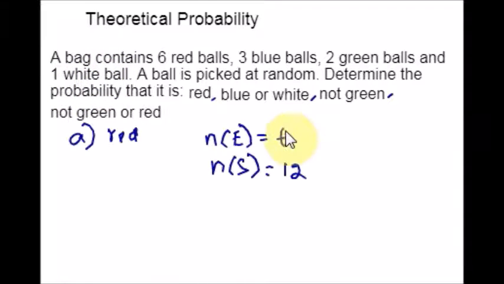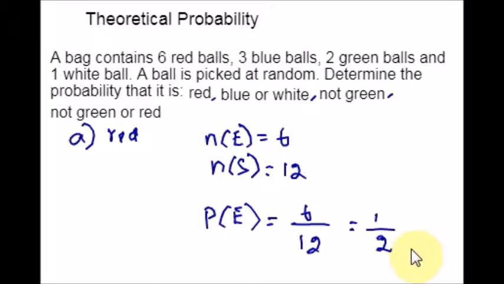There are 6 red balls and the total number of balls is 12. Now let's find the probability of getting a red. So the probability is 1 over 2.